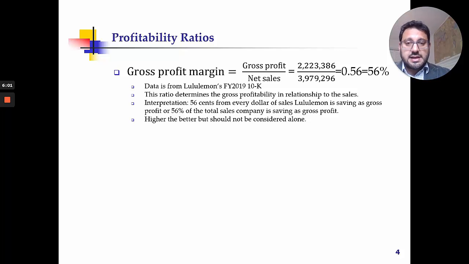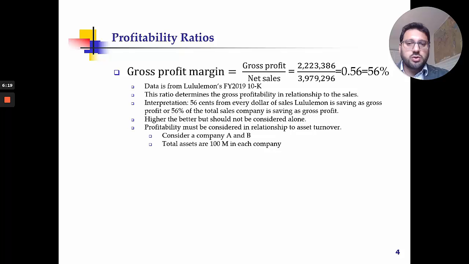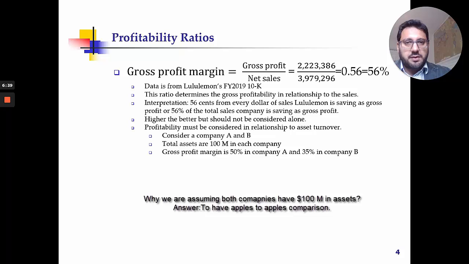So let's see an example very quickly over here. One thing, the profit cannot be only considered in relation to the sales, but also in relation to the asset turnover. So for example, there are two companies, company A and B. The total assets of both the companies are 100 million each. Company A has 100 million in assets, and company B also has 100 million of assets. Why are we doing it? In order to do an apples to apples comparison, rather than an apples to oranges comparison.